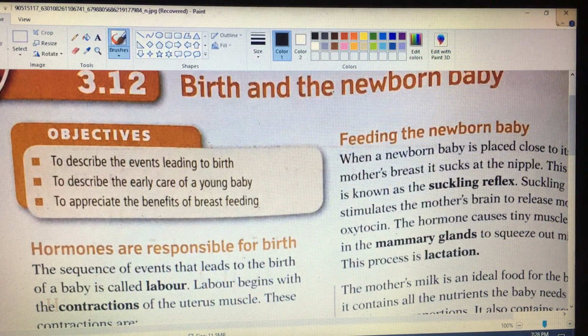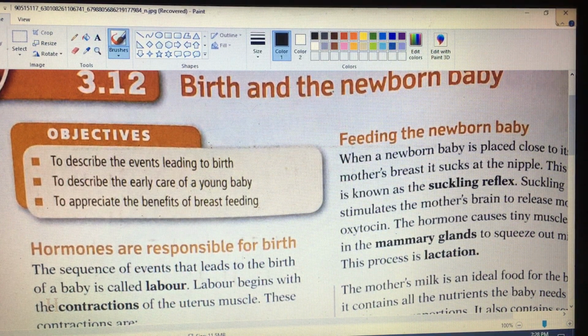So, in this lesson, we are going to describe the events leading to birth and describe the early care of a young baby, and we are going to appreciate the benefits of breastfeeding. So, as we said before, there is a sequence of events that leads to birth. The scientific name of the sequence of events that leads to birth is labor.